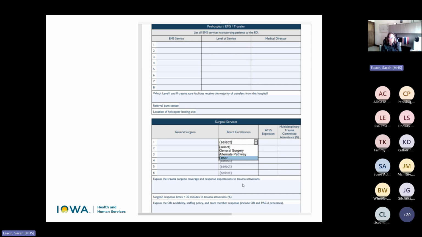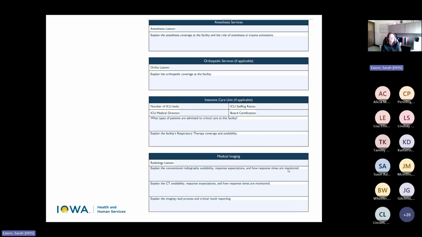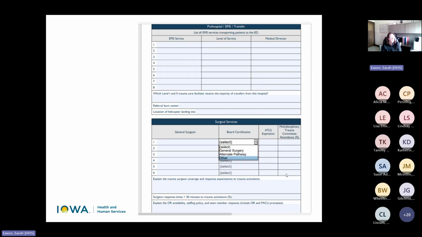Explaining the coverage, how it works, and what the expectation is when they respond to your trauma alerts. And then their response times. And again, same thing with ED provider. We will need to see some proof that they are responding within 30 minutes to the trauma activation when your trauma surgeon is listed, as you will respond in your trauma alert policy.